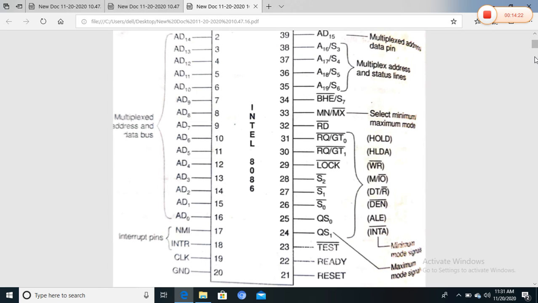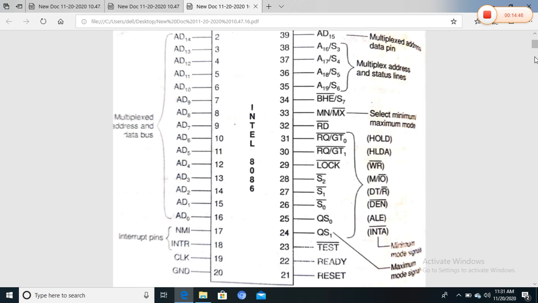Next pin is RESET. This pin number is 21. It resets the system. For that purpose the reset pin is used. When the processor enters into the reset state, it terminates the current activity and starts the execution at the next clock cycle.